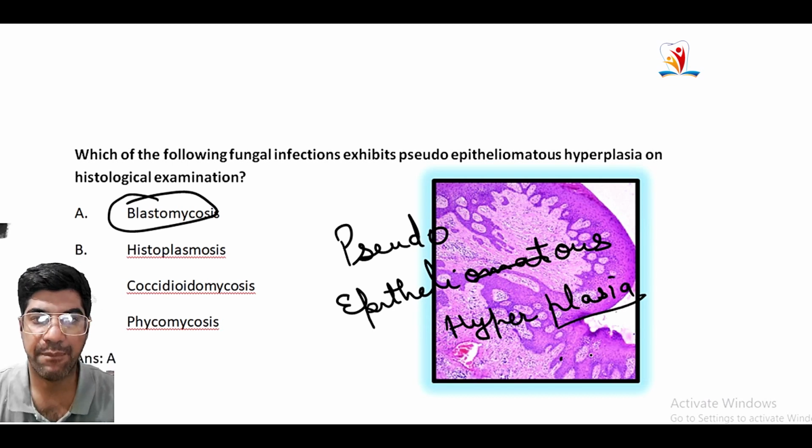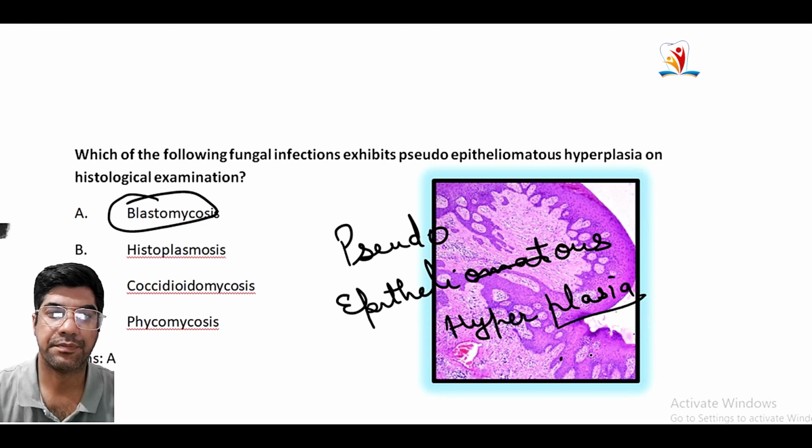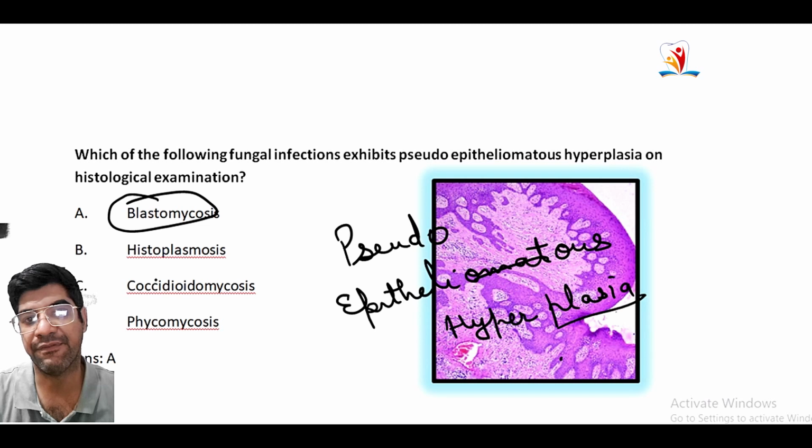So it is a reactive proliferation of the squamous epithelium. Blastomycosis is a fungal infection that exhibits pseudoepitheliomatous hyperplasia on histological examination. So this hyperplasia can be prominent when examining tissue affected by the infection.